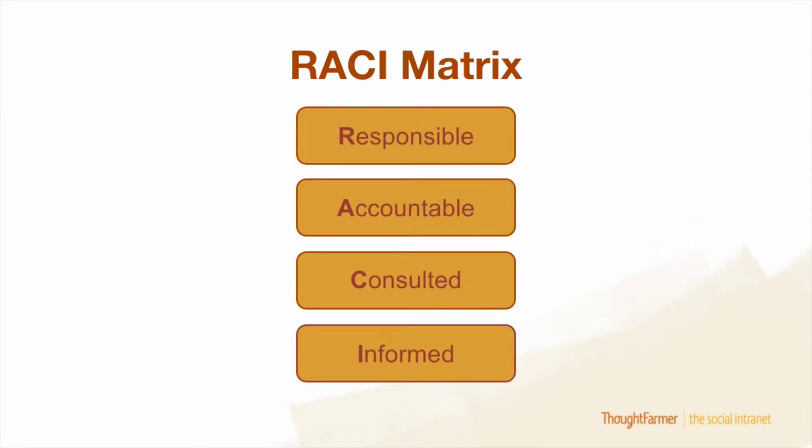Now, the name RACI is an acronym. It stands for those 4 roles that you see here on the screen: responsible, accountable, consulted, and informed. The first one there, responsible, this is a person who does the work to achieve a task. They have the responsibility for getting the work done. As a general rule, this is usually one person, for example, a business analyst, a project manager, a developer, a graphic designer. They're the people who do the work to achieve a task.